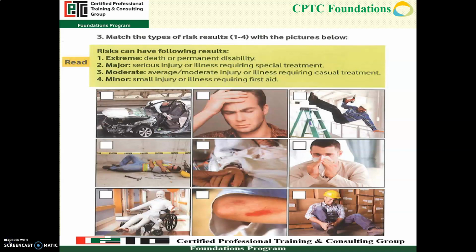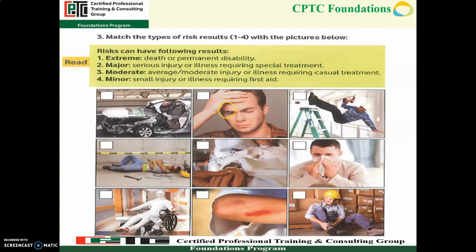Okay, so let's start with the first picture. What do you think? What type of result does it represent? You have a car accident. Is it really a small accident or a major accident? Actually, it's a very dangerous result, and it's extreme. So that's number 1. It can lead to death or it can lead to permanent disability.